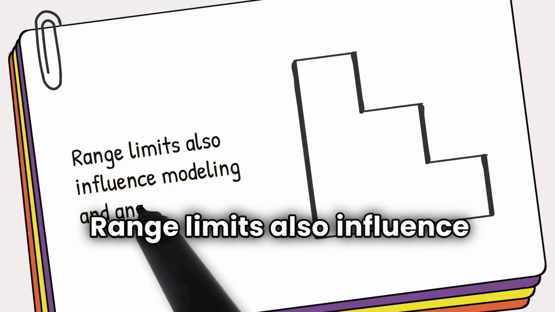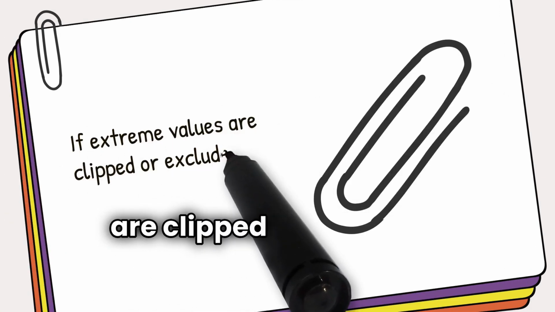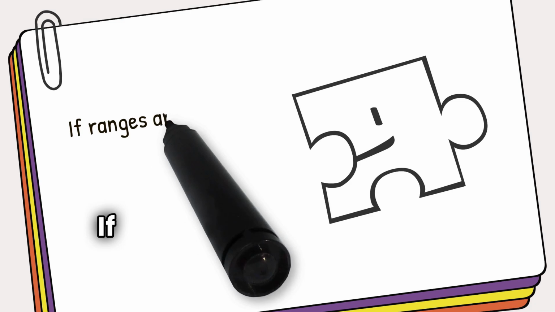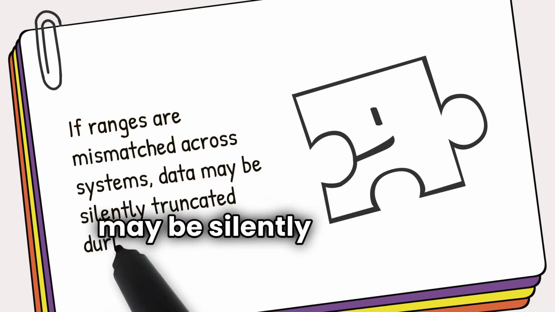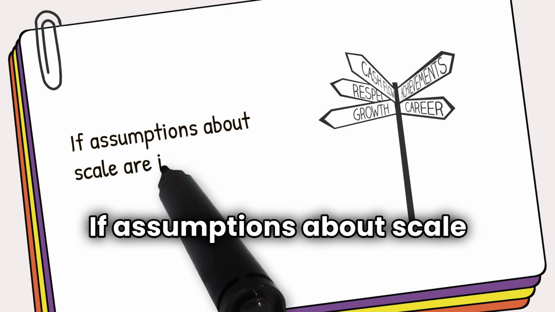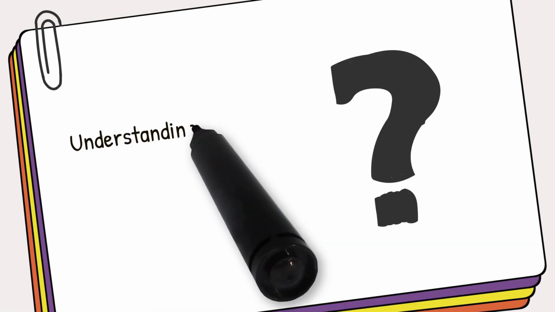Range limits also influence modelling and analysis. If extreme values are clipped or excluded, distributions become distorted. If ranges are mismatched across systems, data may be silently truncated during integration. If assumptions about scale are incorrect, conclusions may be invalid.